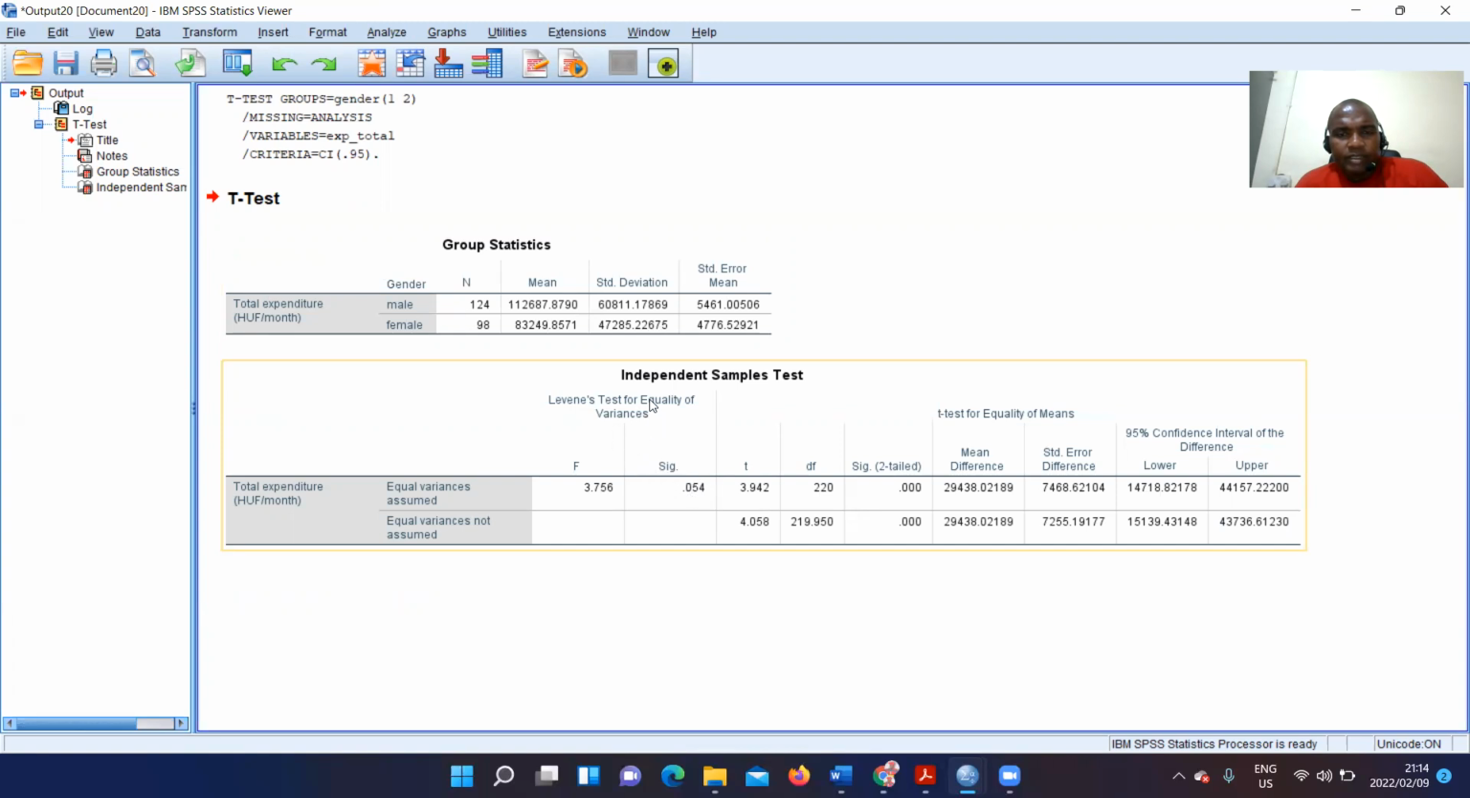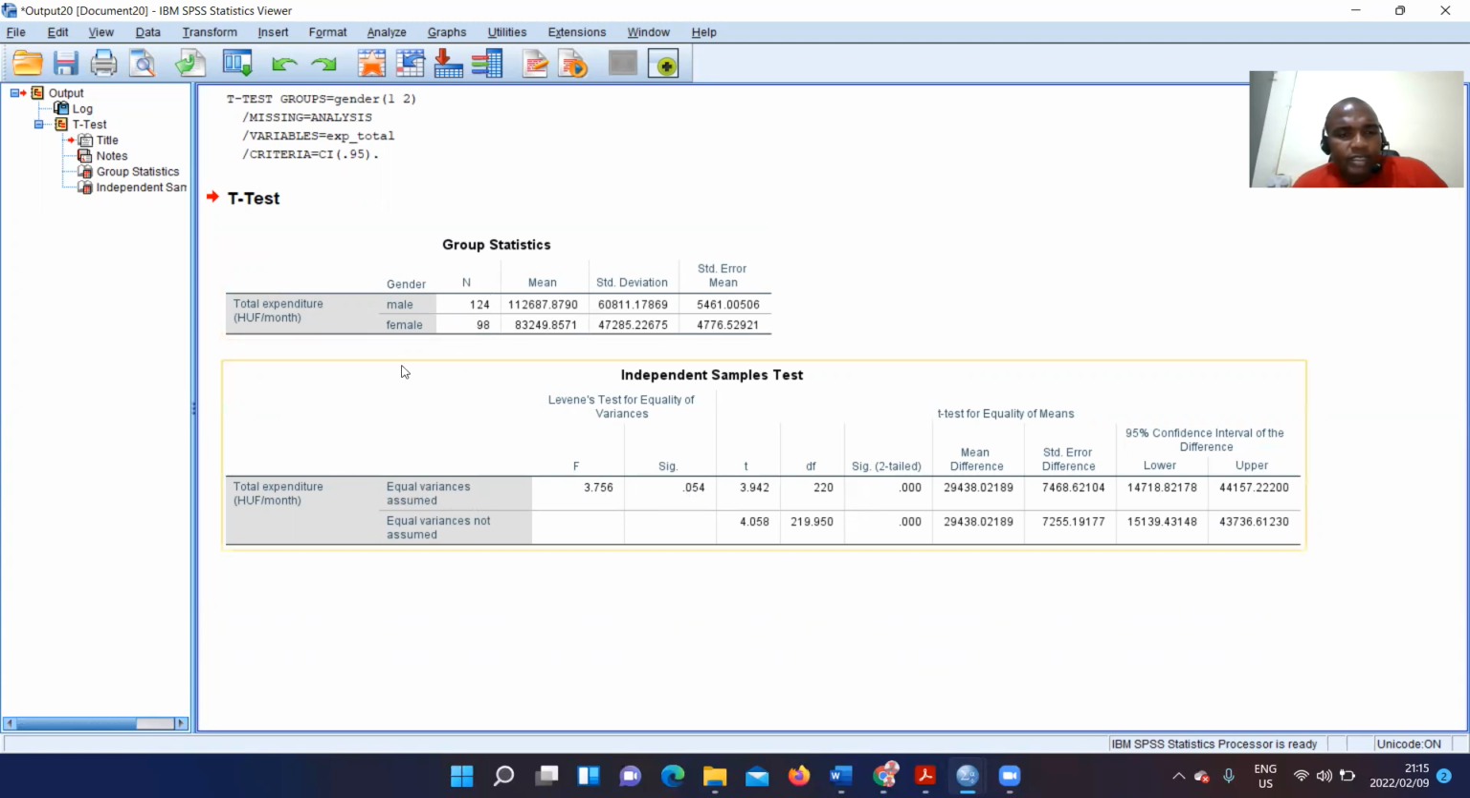And then the critical part is the test of independence, the Levene's test for equality of variances. If you look at the F statistic, it's 3.756, but the significance probability is greater than 0.05. Since it's greater than 0.05, it's 0.054, it means equal variances are assumed.